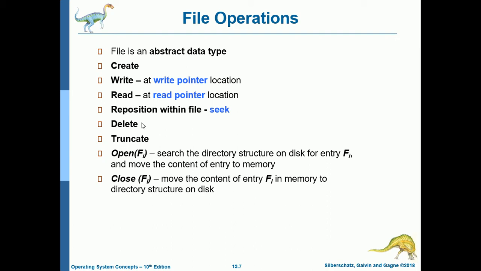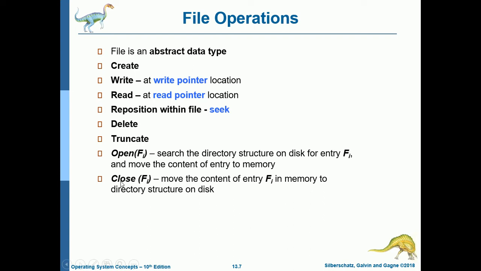And then we also have the file operation open, and the parameter is f sub i or any existing file. So search the directory structure on disk for entry f sub i and move the content of the entry to memory. You can imagine open as, for example, when you're going to open a file, you click the icon of that file. So by clicking that, you are invoking the function open, and the parameter is the file that you have clicked. And of course, we have close.